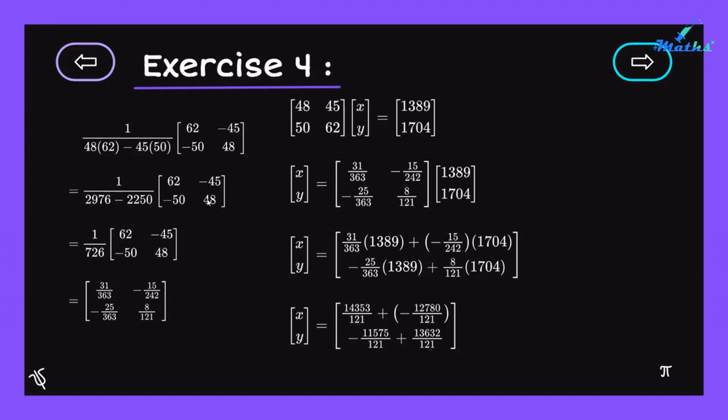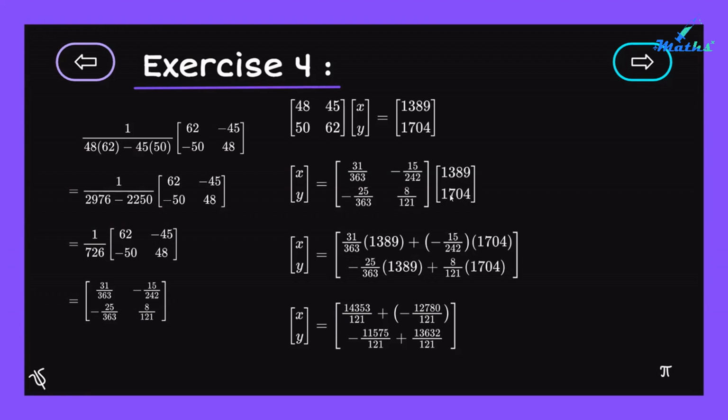Here it is still remaining the same. And then the answer is 1 over 726. And here is the same, but we times the fraction into each element, so in the end the answer is this. And next, we just use this inverse matrix and put it in. So we times this fraction times this number plus this fraction times this number.